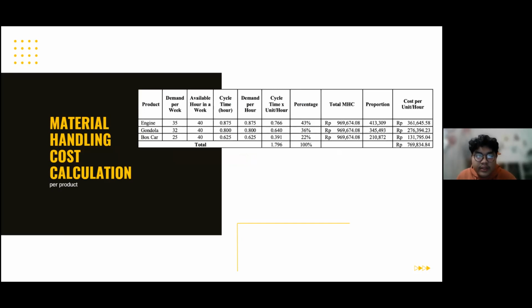Next is the material handling cost calculation per product. We have 3 products. The first one is engine, the second is gondola, and the third is boxcar. The demand per week for engine is 35, gondola is 32, and boxcar is 25. And for the total, the total cost per unit is 769,834 rupiah. Next.